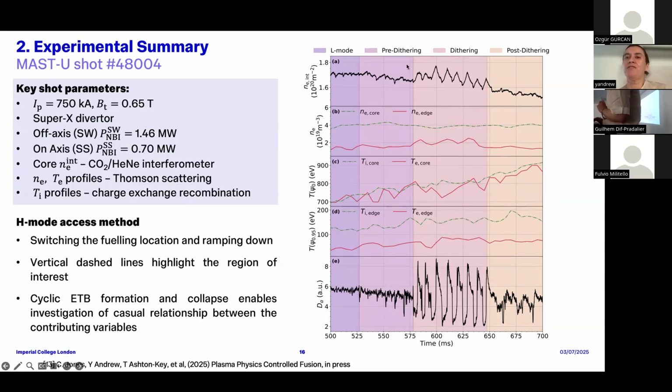So, pre-dithering phase, essentially the power is constant over this time. The density is changing, it's actually increasing, and dropped a little bit here. And then you can see in this phase we enter these very regular cycles of H-mode-like, L-mode-like. This is the alpha signal. You can see when it drops, it's a clear indication that the transport barrier has formed. Particles to the divertor targets drop, and then we're in the H-mode-like phase, and then it breaks down, and we have these cycles.